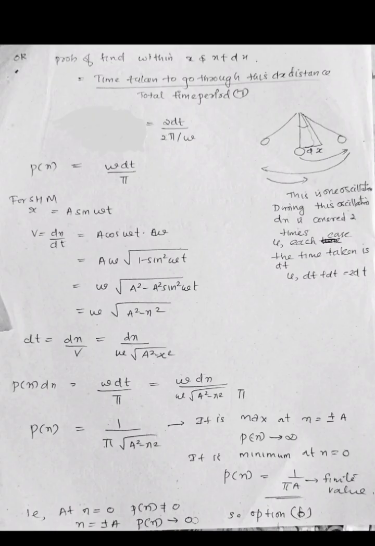So at first option, in this option A, it is given that at x is equal to 0, the probability is 0, but here we know that at x is equal to 0, the probability is not equal to 0. So option A is wrong. Coming to option B, at x is equal to 0, the probability is not equal to 0, and at x is equal to plus or minus theta 0, we get the probability tends to infinity. So the right option is option B.